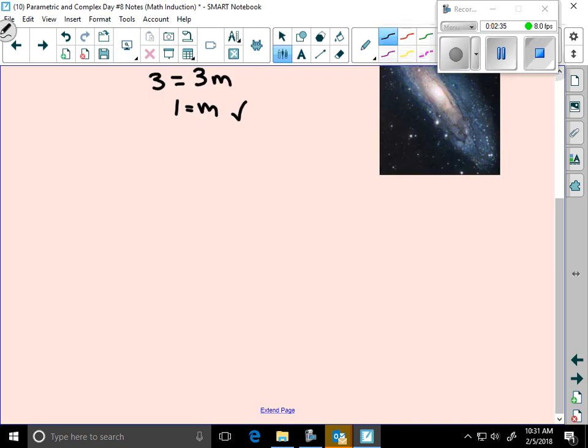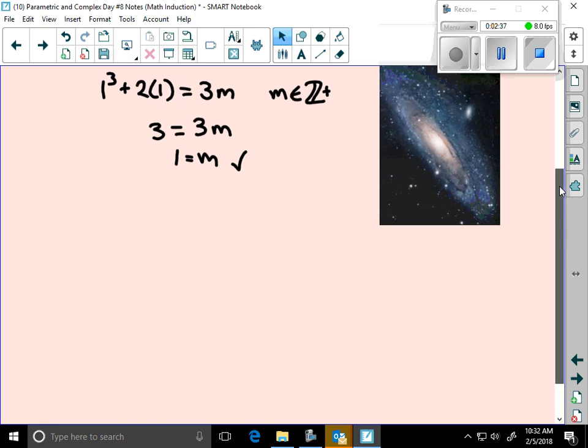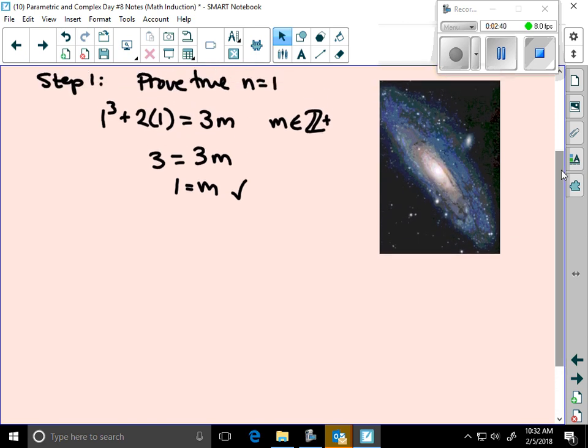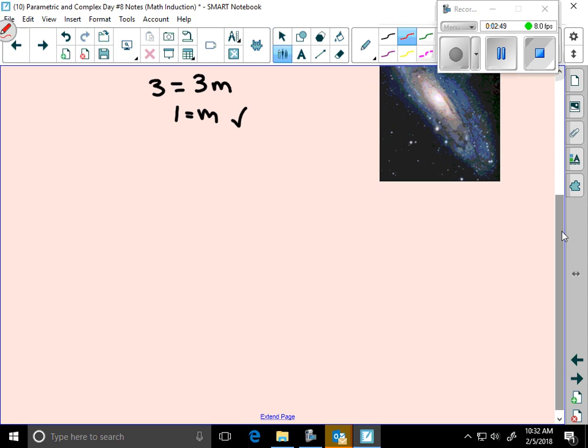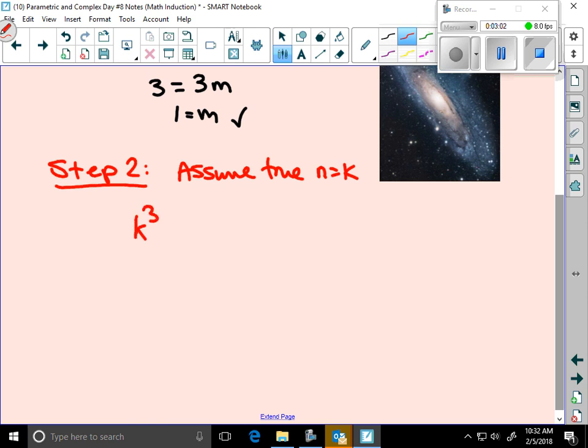Let me scroll back up. I just wanted to make a little more space in case you're writing that down. Step 1 should be, if you have a pulse, you can show it's true. Step number 2, just don't screw it up. Step number 2 is the assumption step. So we assume true for n equals k. So I want k cubed plus 2k to be equal to some multiple of 3.